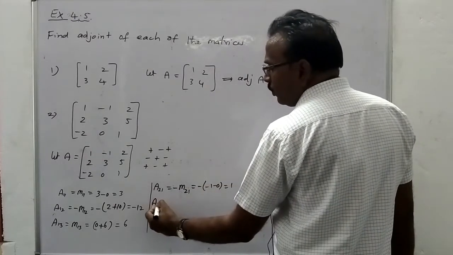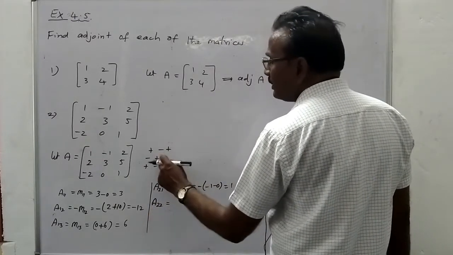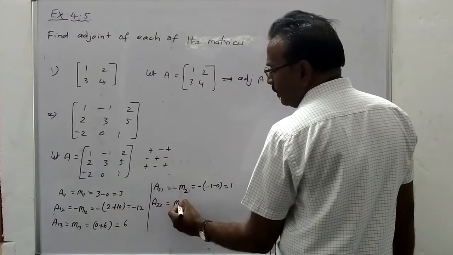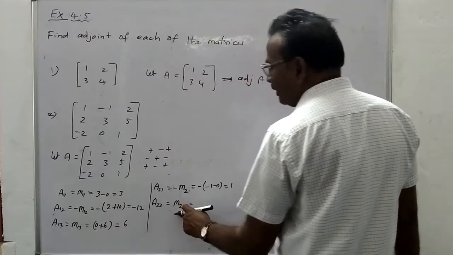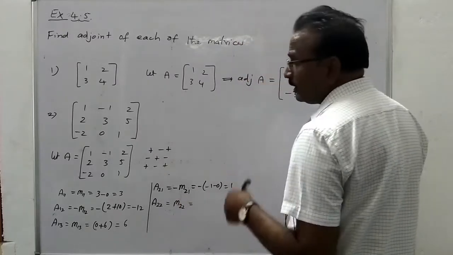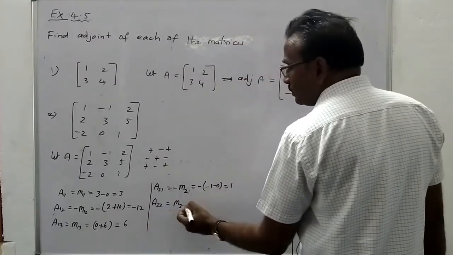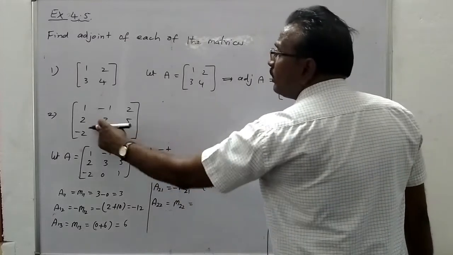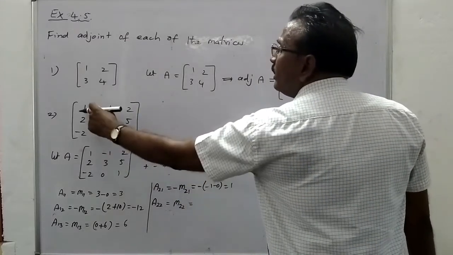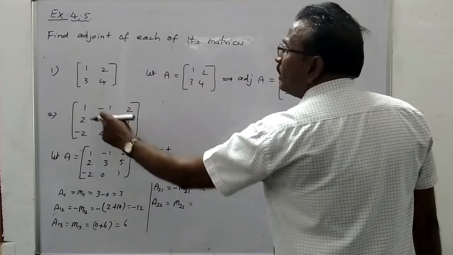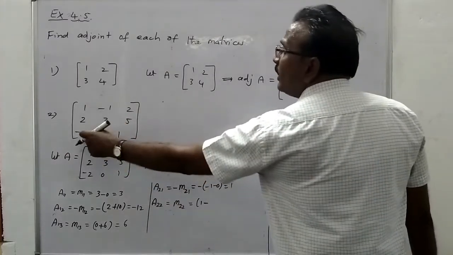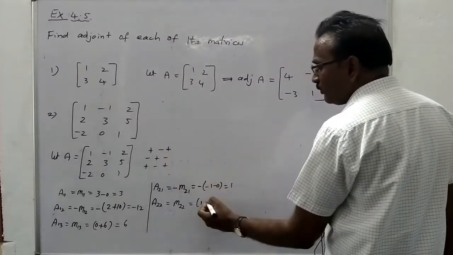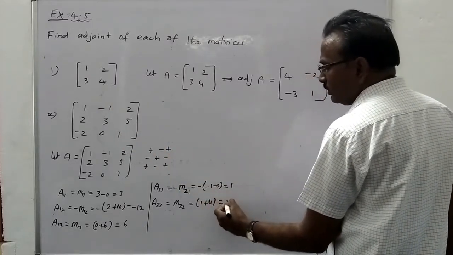Next, A22: the sign is plus, capital M22, the minor of the element. Minors multiplied by the proper signs give us the cofactors. The sign is plus. For M22, delete the second row and second column. The determinant of 1 2, minus 2 1: 1 one is 1, minus of minus 2 into 2 is minus 4, minus of minus 4 is plus 4, the value is 5.